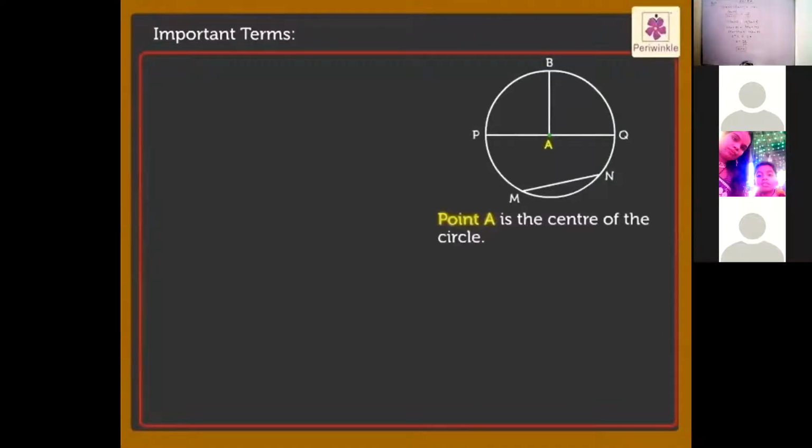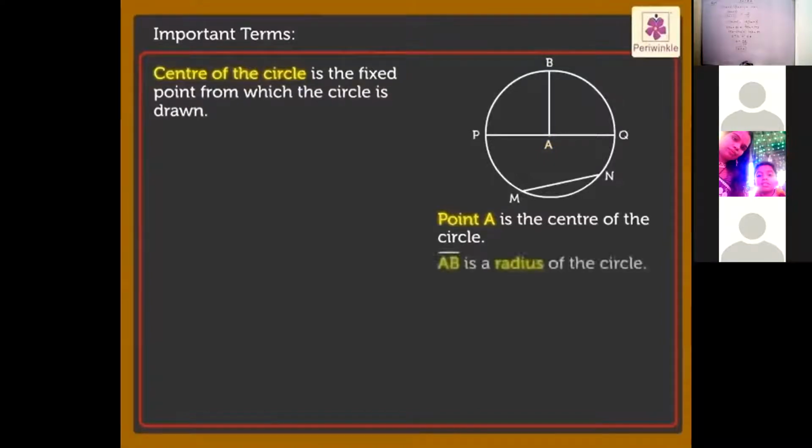Circle and its construction. Let's revise about circle and its construction. Are you all able to hear the sound in the video? Yes, sir. Okay, listen.